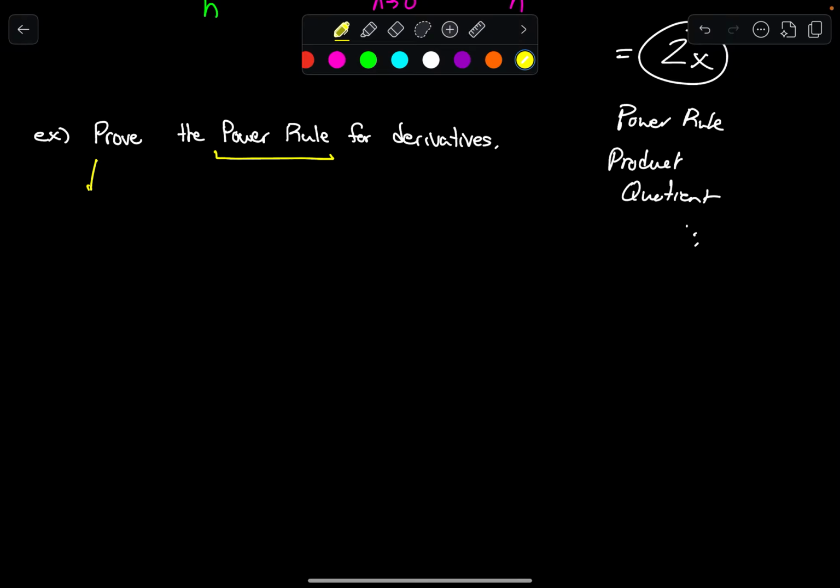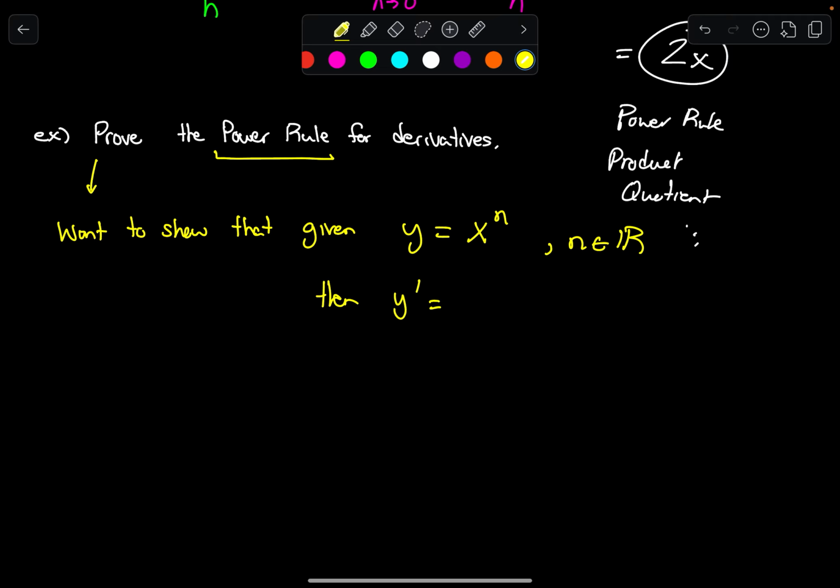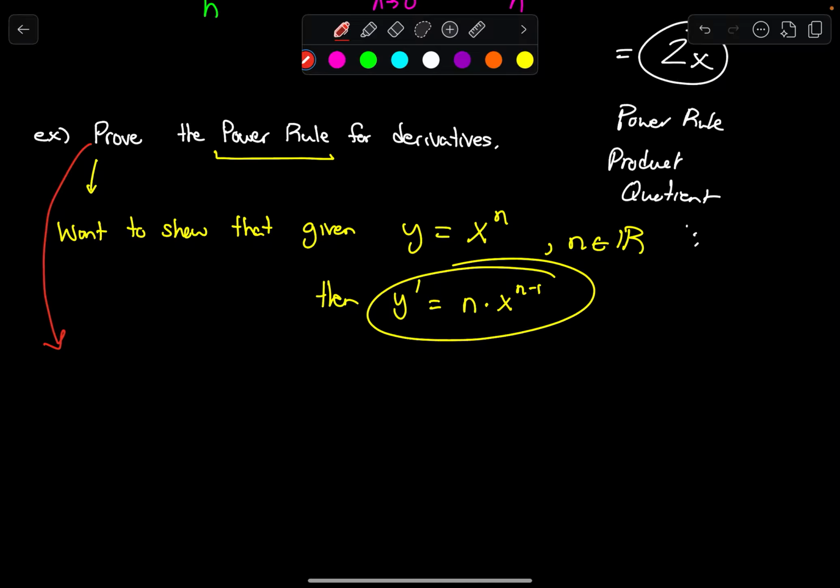And so in order to show this, we basically want to show that if we're given y is equal to x to the n, where n is some real number, right, then the derivative y prime should equal n times x to the n minus 1. That's what we want to show. And so we're going to use the limit definition that we came up with, this rudimentary but very, very fundamental thing that's going to help us prove the power rule.